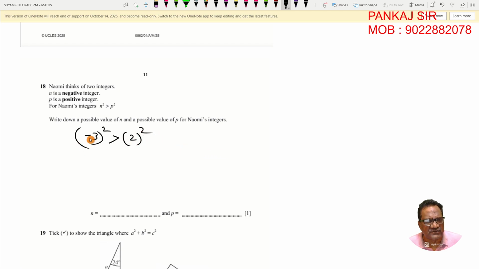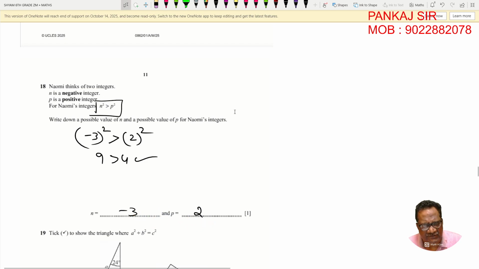Okay, so n being a negative, p being a positive, I can take minus 3 and 2. Minus 3 square is 9, 2 square is 4, so 9 is greater than 4. This condition is satisfied. n square has to be greater than p square, so condition is satisfied. So your two integers that she must have thought about can be these two. So p will be 2 and n will be minus 3. This can be one answer. The answer can be different also, not an issue.